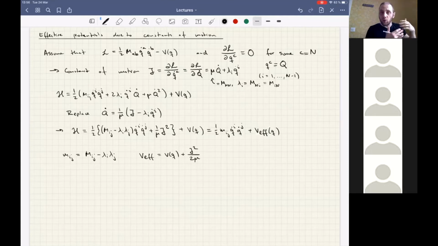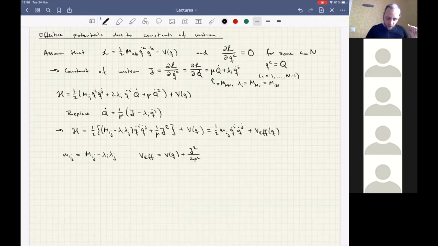And so what we have done now is to eliminate the variable Q from these equations, just replacing it essentially by this constant of motion that we had. Any questions so far on that? Okay, I think this will also become a bit clearer when we go through some examples.